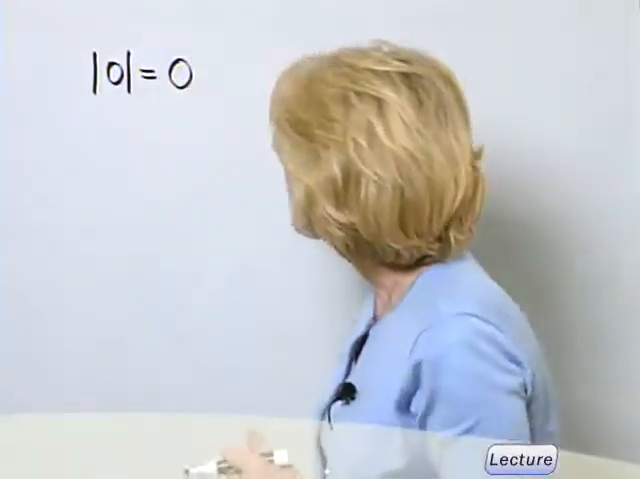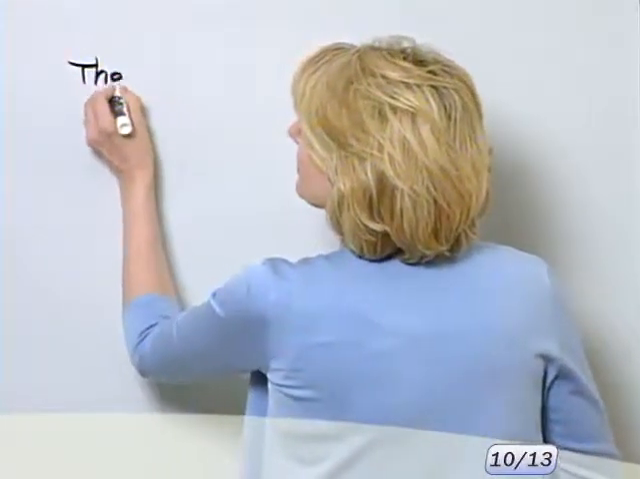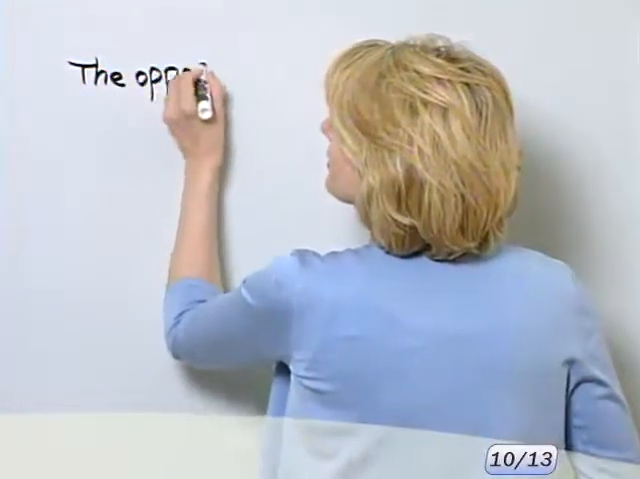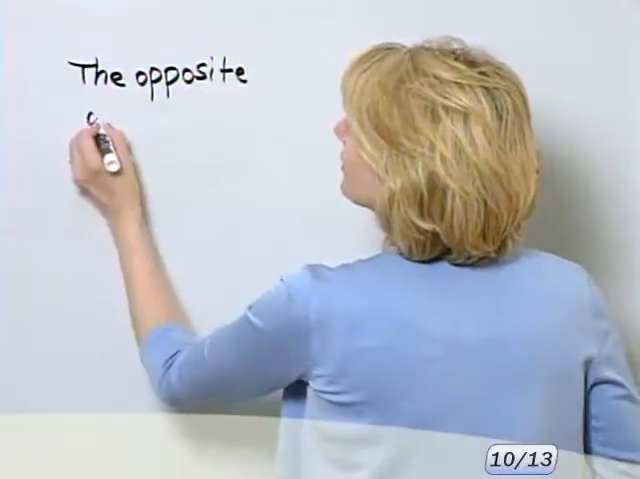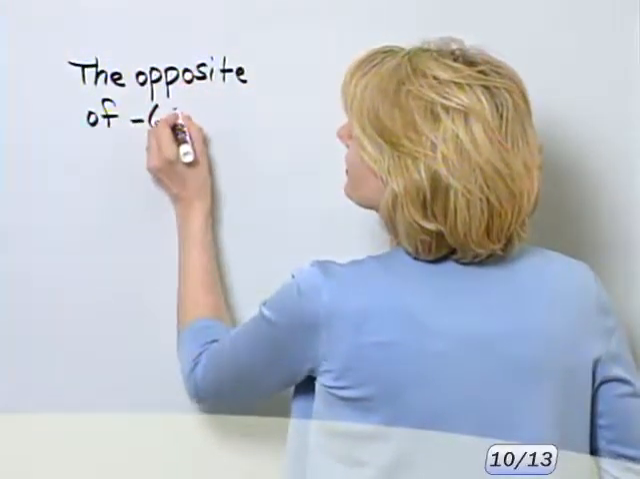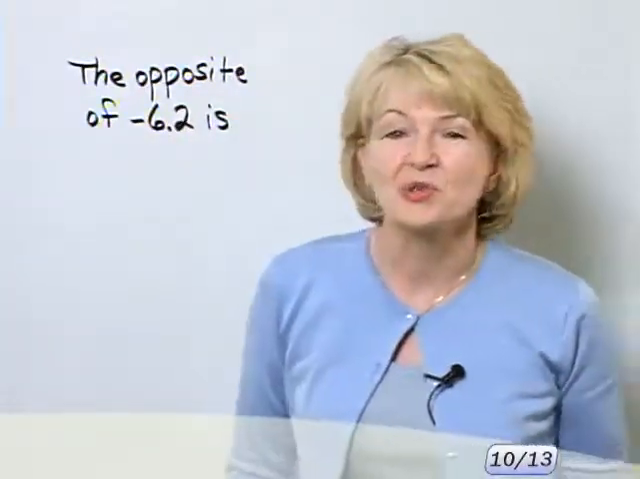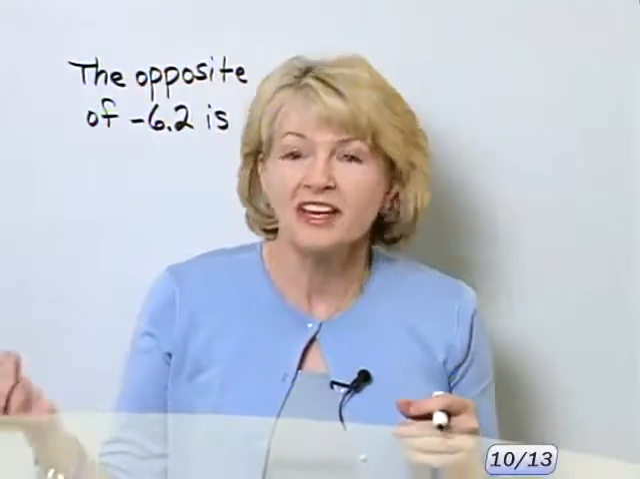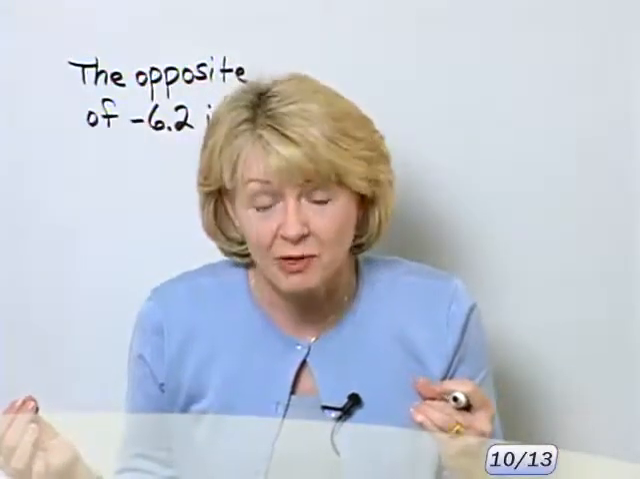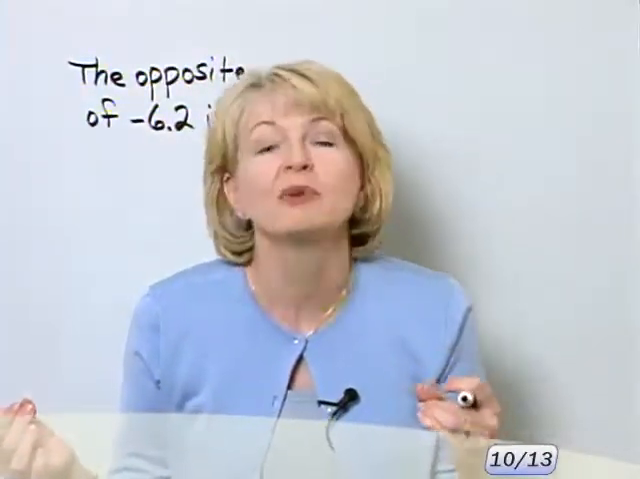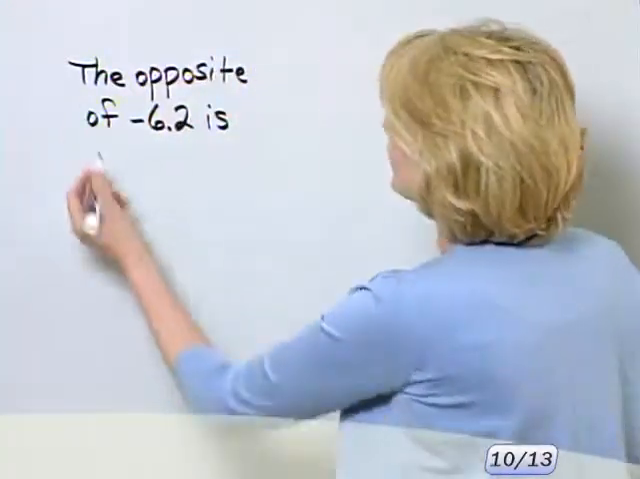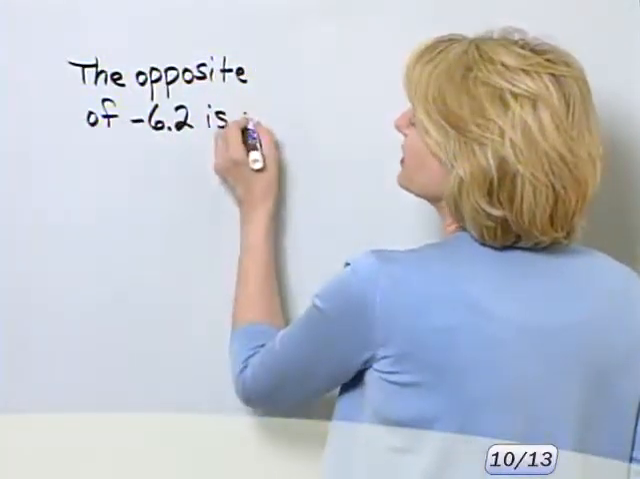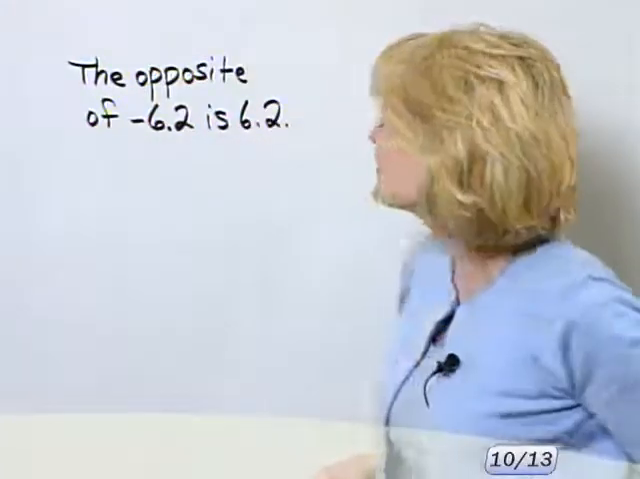Let's find a few opposites. What is the opposite of negative 6 and 2/10? Think of negative 6 and 2/10 if you want to on a number line. There's negative 6 and 2/10 on a number line. What number lies on the opposite side of 0 but the same distance from 0? It would be positive 6 and 2/10. So the opposite of negative 6 and 2/10 is positive 6 and 2/10.